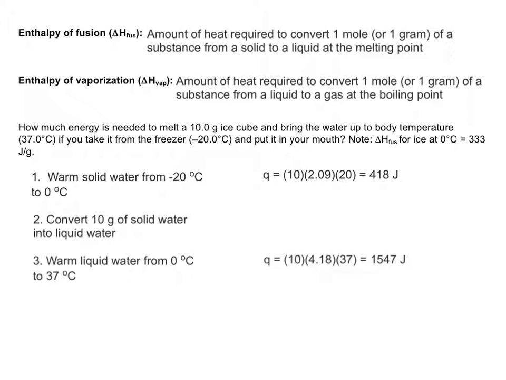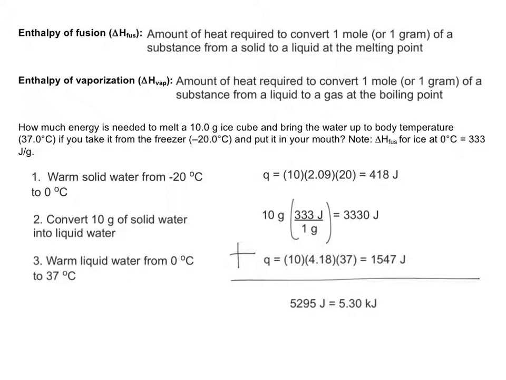The change in state is just a simple dimensional analysis problem. The 333 joules per gram we can just use as a conversion factor. We have 10 grams, times 333 joules over 1 gram, and that will give us the heat for that. If you multiply all of these out and add them together, and I'm not going to take the time to do all of that, you get 5,295 joules of energy required to take that 10-gram ice cube at -20 degrees and bring it up to a temperature of 37 degrees in the liquid state.